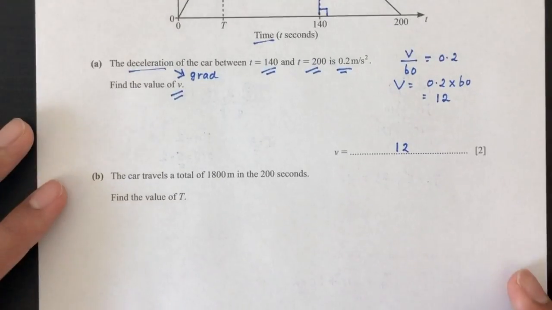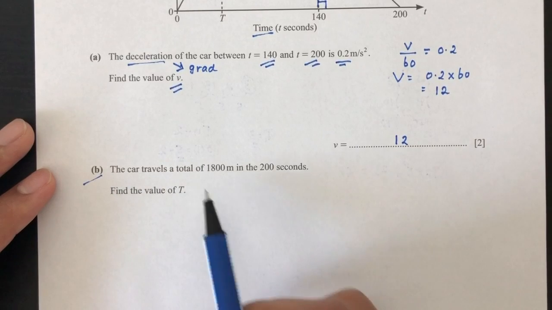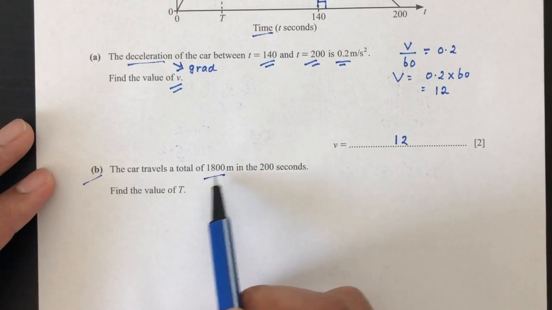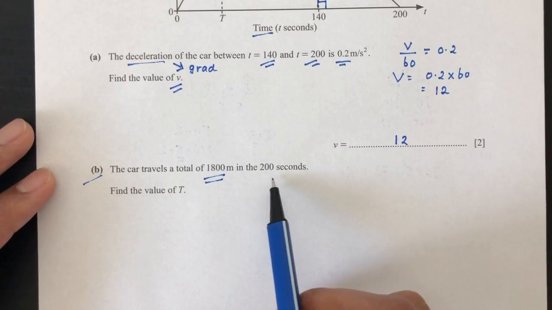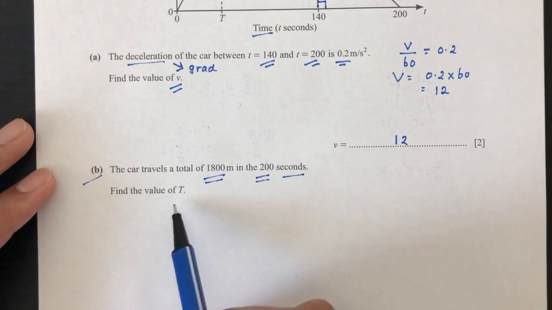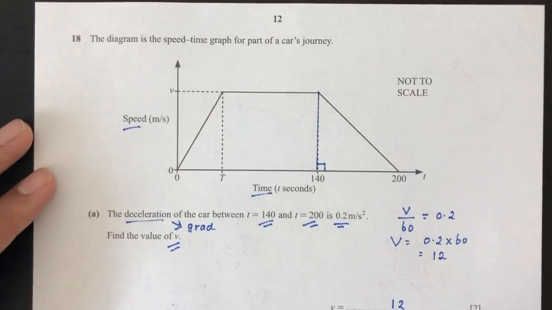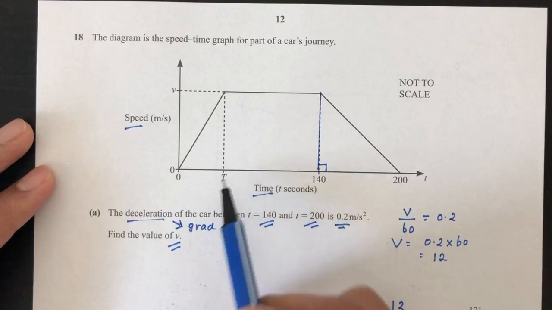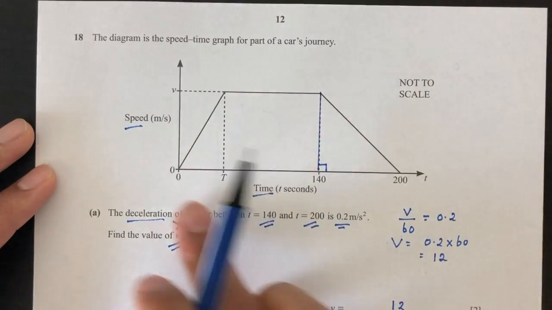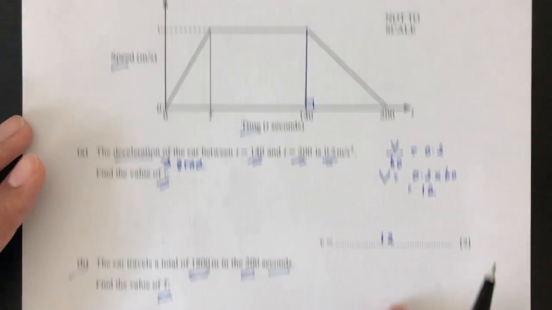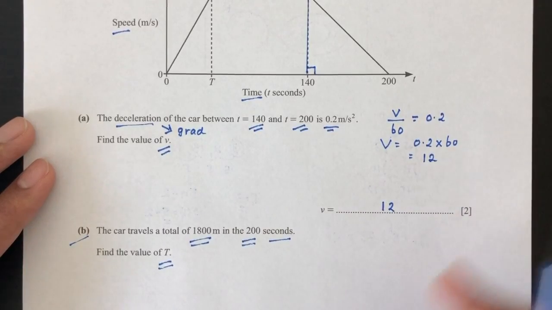Now part B, the car travels a total of 1800 meters in the 200 seconds. Find the value of t. So value of t is this one. So we know that the area under the graph for this 200 seconds is equal to 1800 meters. So find the value of t.